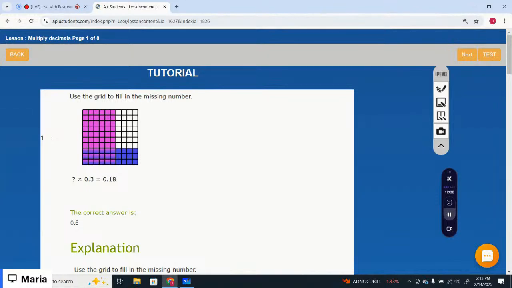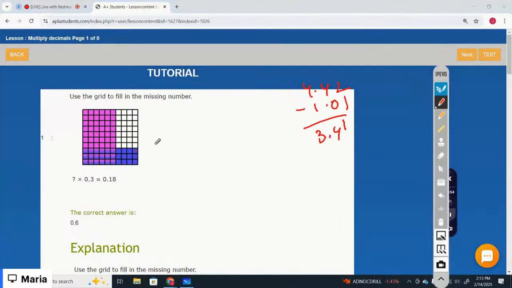Use the grid to fill in the missing number. 0.3 times what? The blue color represents 0.3, right? You can see 1, 2, 3 lines there. They represent 0.3. And the purple color represents 1, 2, 3, 4, 5, 6. That represents 0.6. So 0.6 times 0.3 is 0.18.